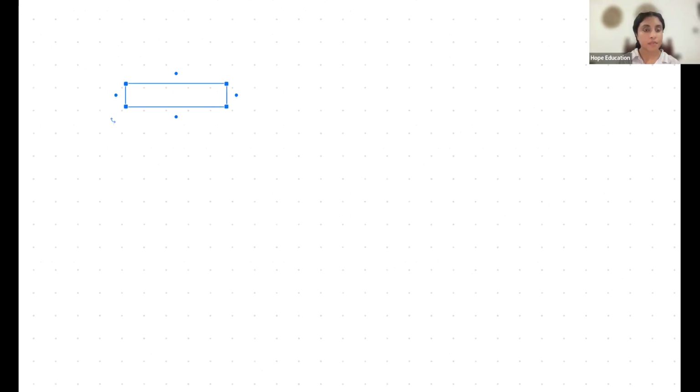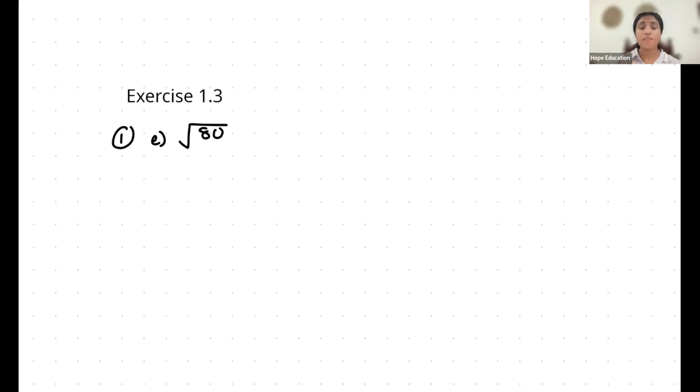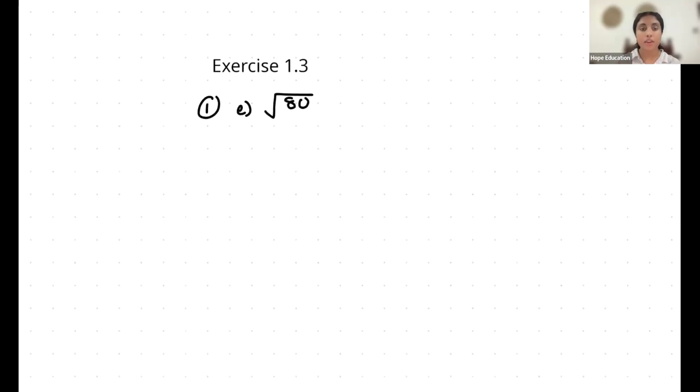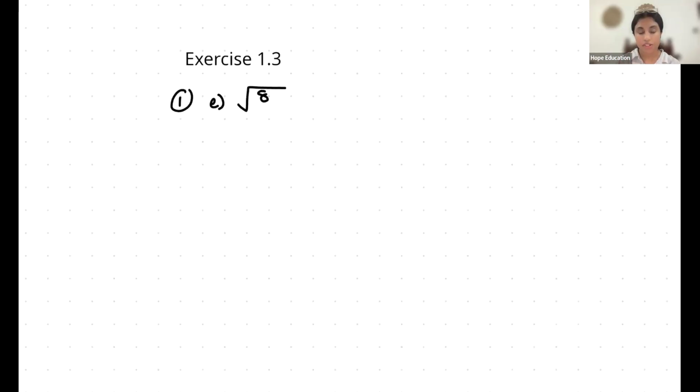So, first question again, E and H. Let's quickly discuss exercise 1.3. First question, E. Root of 80, we have to convert the following entire surds into surds. Tell me the answers you have gotten while I solve this question.